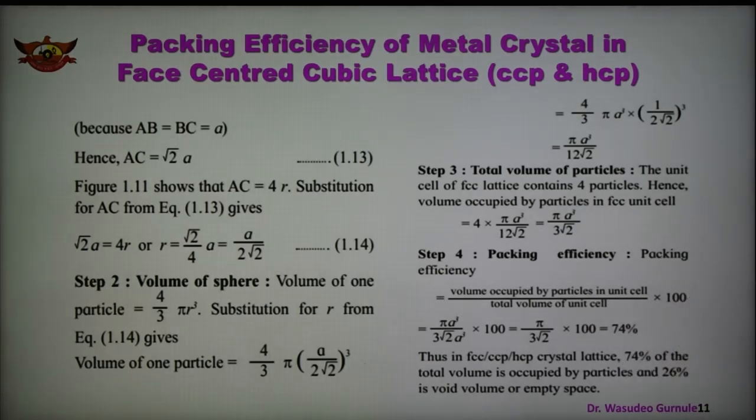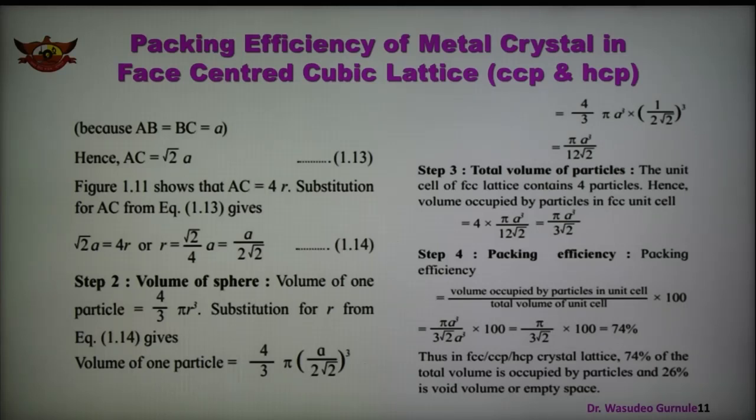Now we have seen how the packing efficiency in case of FCC is calculated. It is observed that 74% of the space is occupied by the particles in the face centered cubic lattice, which is greater as compared to body centered and simple cubic. In simple cubic only 52%, in case of body centered we have seen 68%, and in case of FCC 74%, which is the greater packing efficiency.